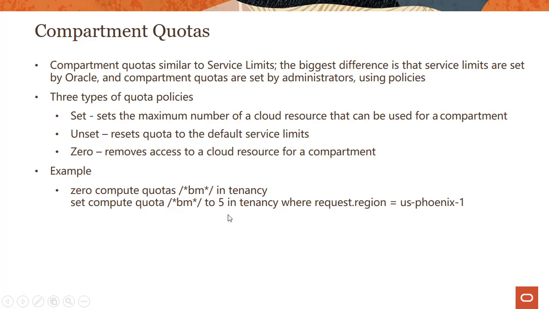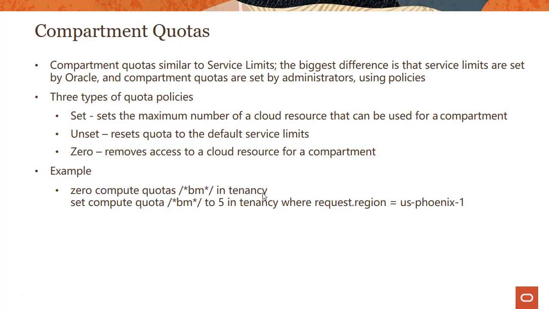So how do you set these compartment quotas? Very simple. You use quota policies, and you have keywords like set. You set the maximum number of resources you want. Unset, you reset the quota to the default service limits, and zero, meaning you remove access to a cloud resource for a compartment or a tenancy. So for example, here you say zero compute quotas, and you have this keyword BM, bare metal in tenancy, meaning you zeroed out bare metal instances.